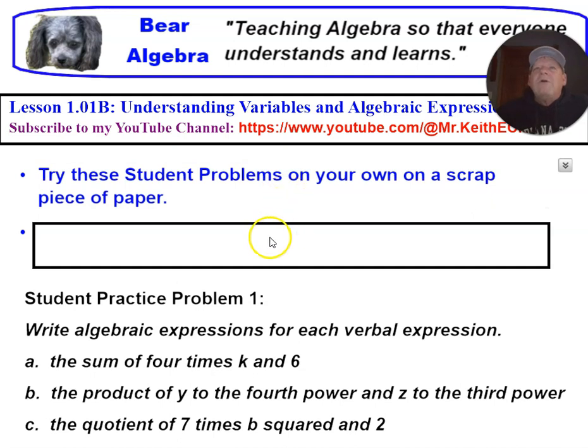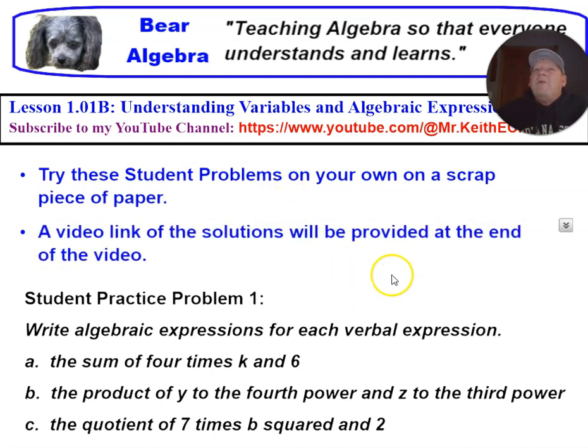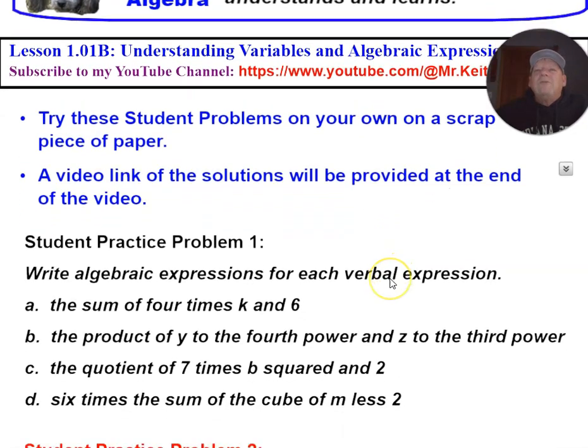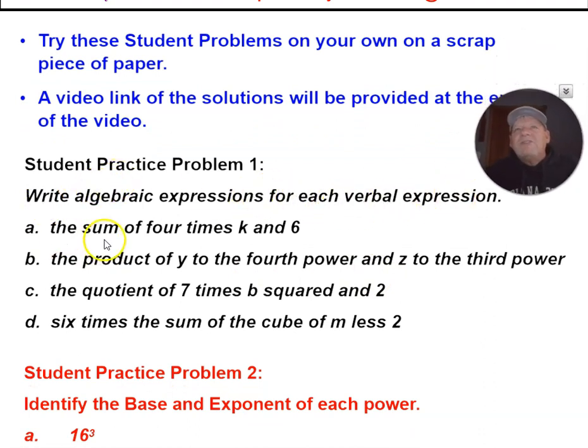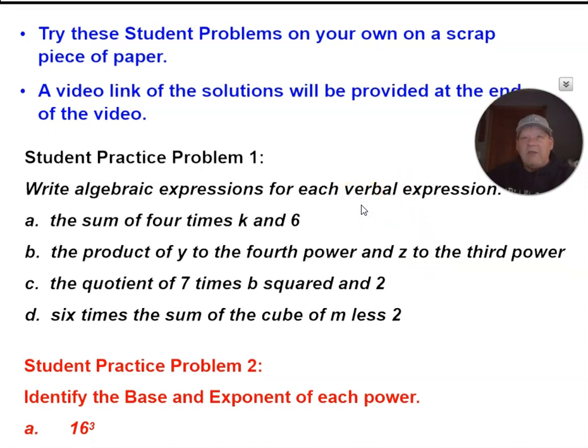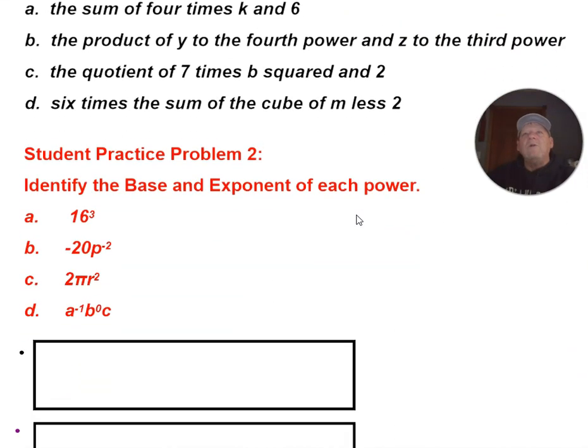So try these problems on your own on a scrap of paper. There'll be a video link at the end of the solutions of these problems. So write algebraic expressions for each verbal expression. The sum of 4 times k plus k and 6, the product of y to the 4th power and z to the 3rd power, the quotient of 7 times b squared and 2, 6 times the sum of the cube of m less 2. So you could pause if you need to write these down, see if you get them right, click on that other link and see if you did them just as we would want you.